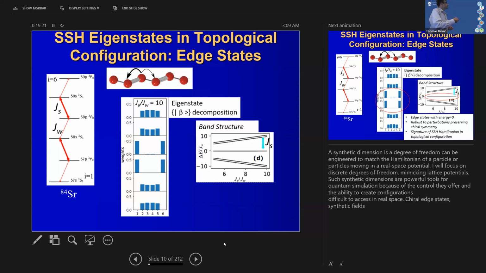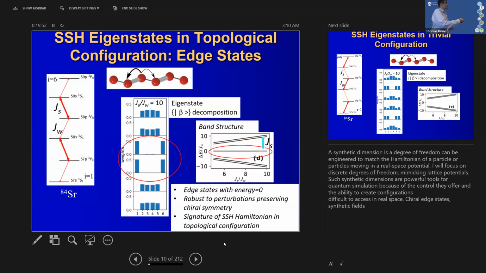And here what's shown is the different eigenstates of that Hamiltonian, and the bars are showing how much amplitude of each state is composed on the different raw states of the synthetic space. So 1, 2, 3, 4, 5, 6 is 1, 2, 3, 4, 5, 6. For example, this state is all in the middle states or the bulk, whereas these two states, which have energy equal to 0, have their population or their probability localized on the edge states.